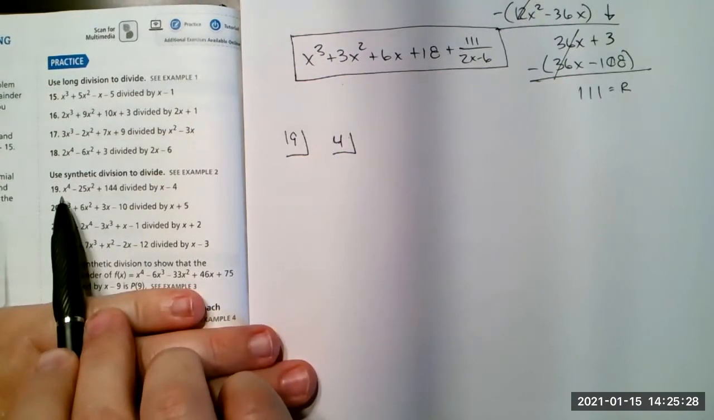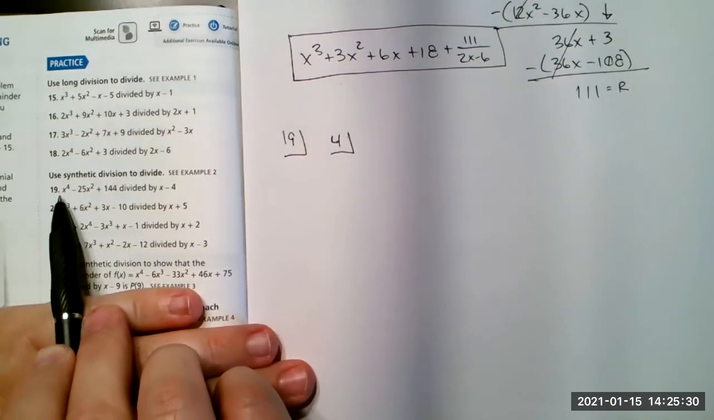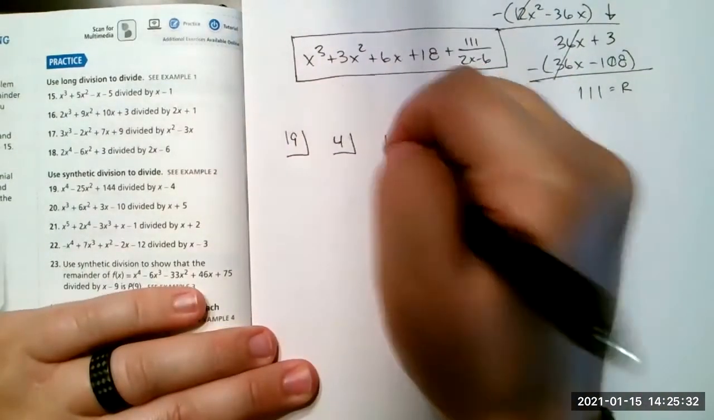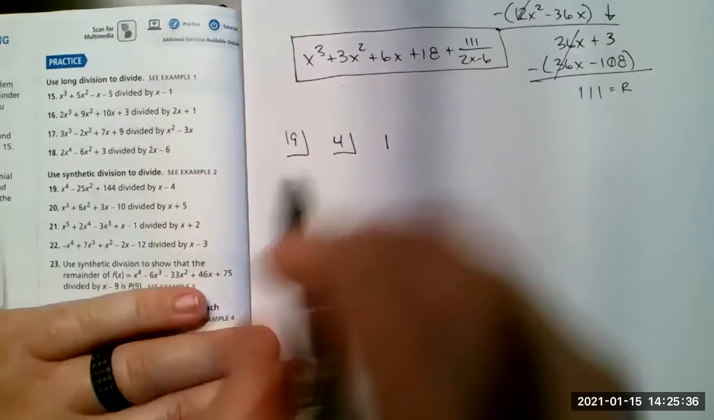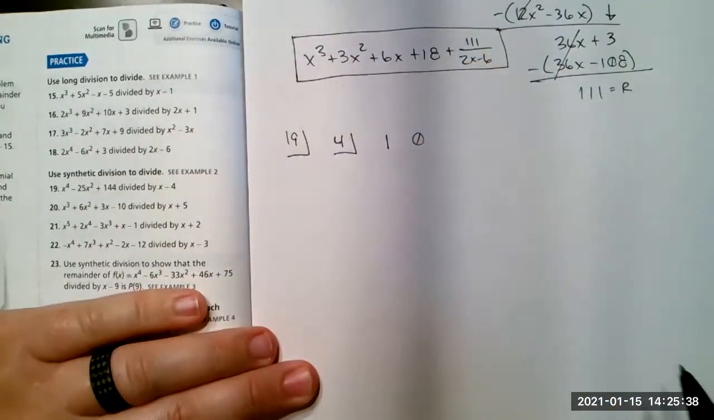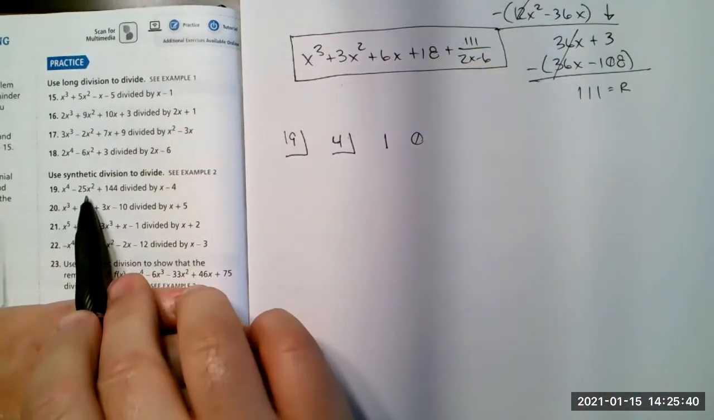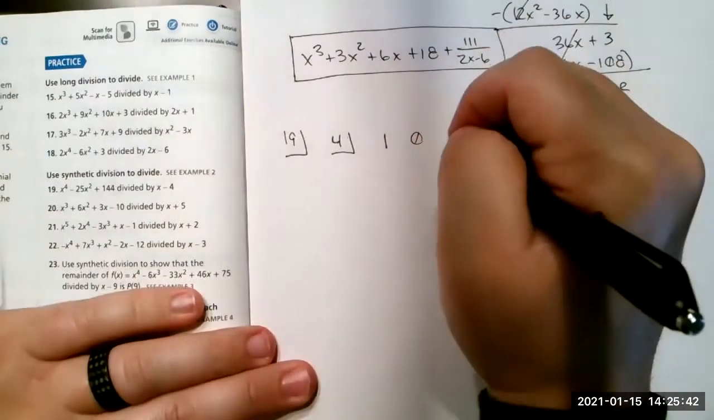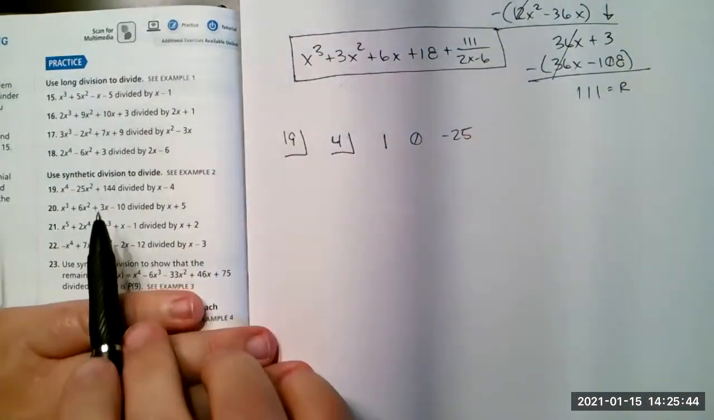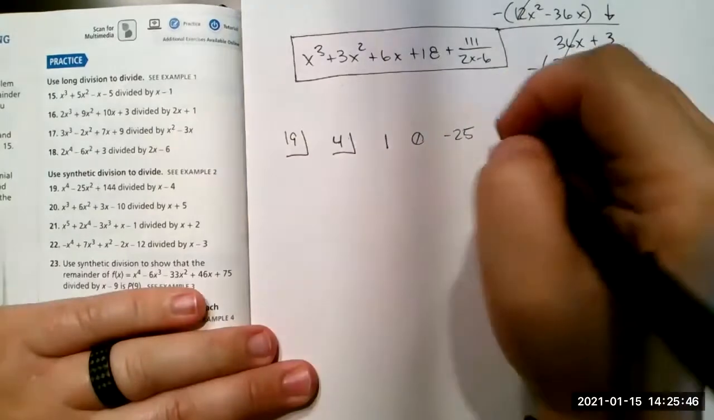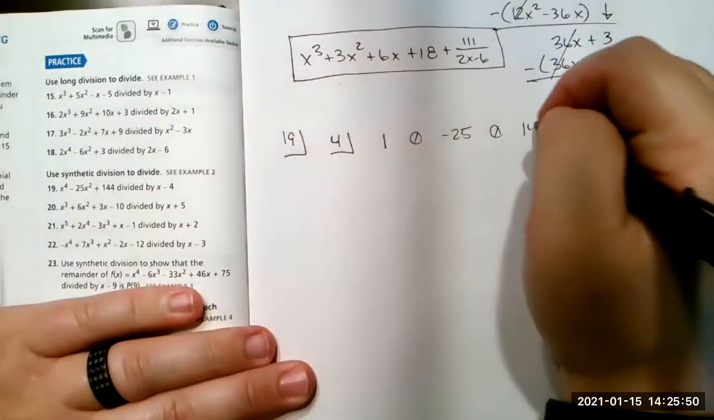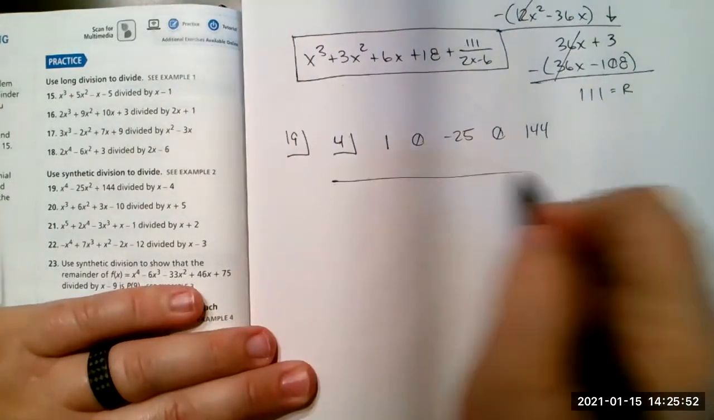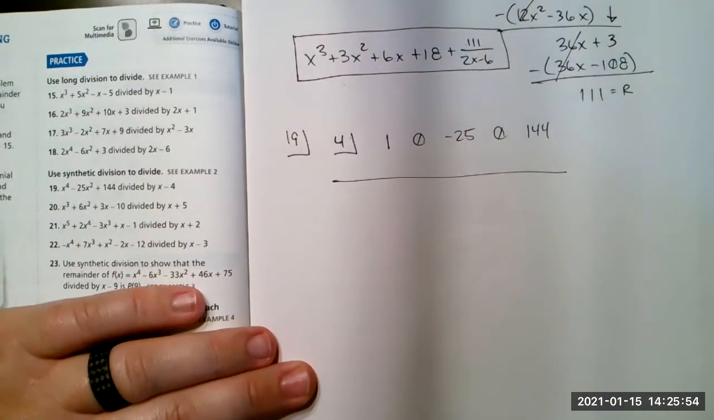The highest degree here is x to the 4th, so that's a 1x to the 4th. The next thing is an x cubed, which I don't have, so there's going to be a 0 there. The next thing is x squared, so it's a negative 25. The next thing is an x, which I don't have. The next thing is my constant, which is 144. So that's all I have to write down to set up synthetic division.